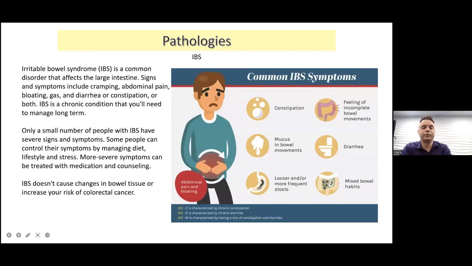IBS, irritable bowel syndrome, again, kind of similar to Crohn's, right? Frequent passing of stools and pain and discomfort in the abdominal region as well. So again, consider the positioning of the client. Consider that they might need to get up off the table and excuse themselves to use the bathroom as well.